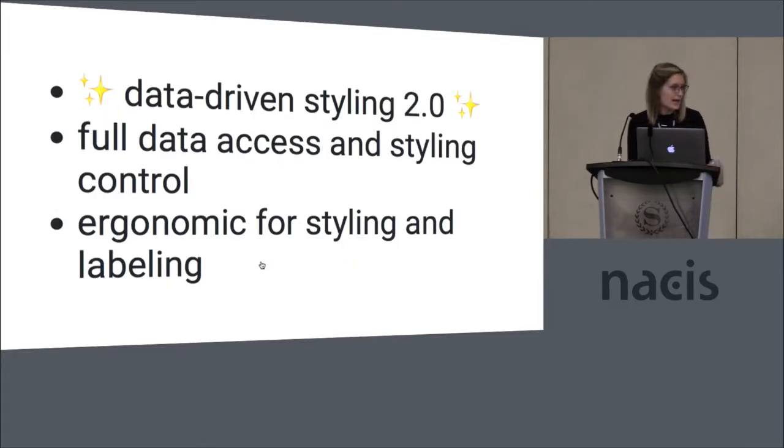So why? This is sort of the next frontier after data-driven styling. Data-driven styling was awesome, but it didn't allow users the full data access and control that they wanted in making a map. Simple things like converting from metric to imperial units, or doing simple mathematics or concatenating strings were out of the question using data-driven styling because that only gave you access to one style property.